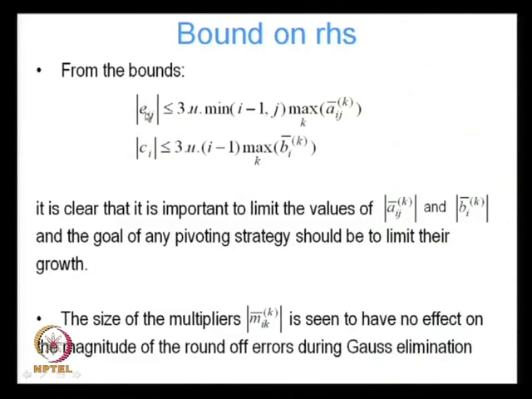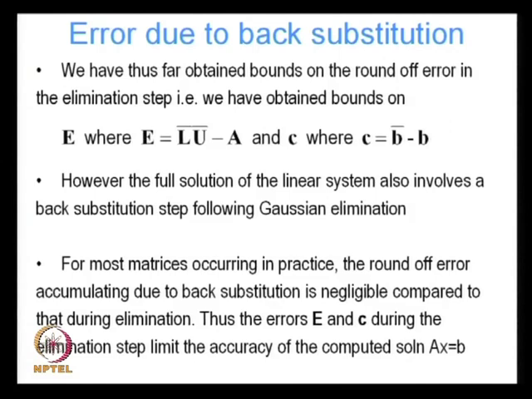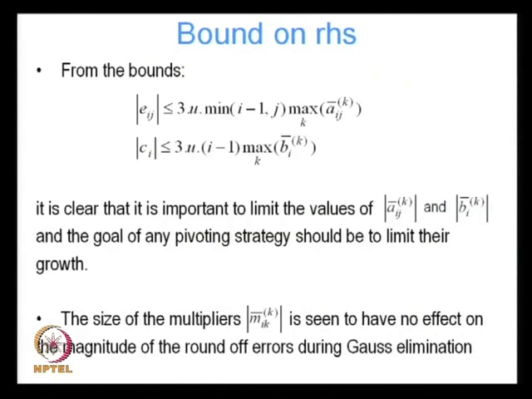So, we obtained bounds on the error matrix in the coefficient, and we have also obtained bounds on c, where c is the error in the right hand side. So, we have obtained bounds both on the coefficient matrix as well as on the right hand side. Errors due to round off, we now know, cannot exceed these bounds, right. We have found bounds on those errors.